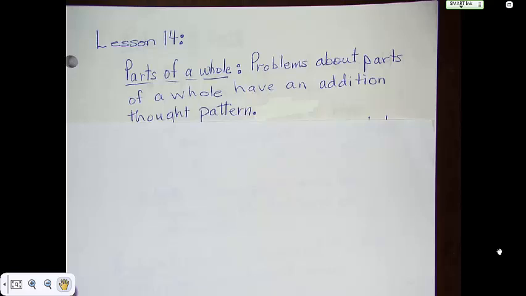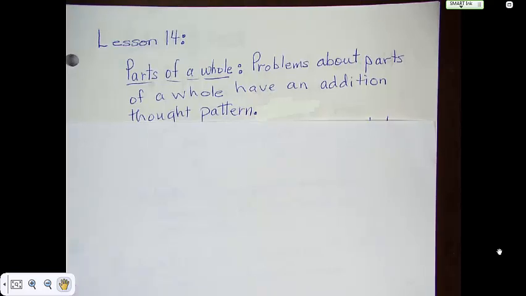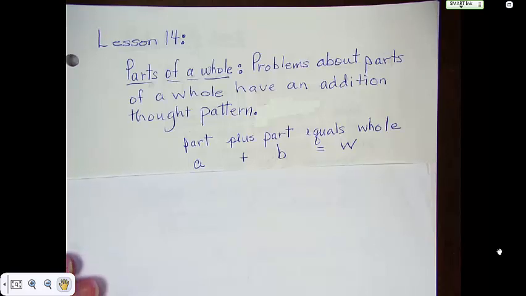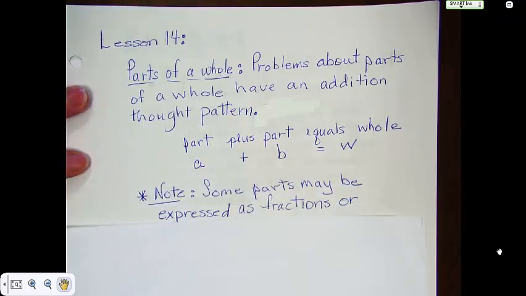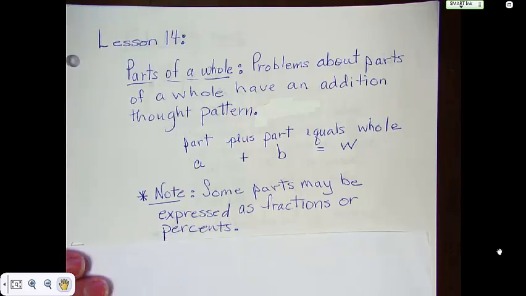First of all, parts of a whole are problems about parts of a whole with an addition thought type pattern. A part plus another part equals a whole. If you have a half a glass and then you add another half a glass, you end up with a full glass. So that's basically what that's about. Some parts might be expressed as fractions or percents, and you'll see that just a little bit later on in the video because I actually have a couple drawings that I want to show you.